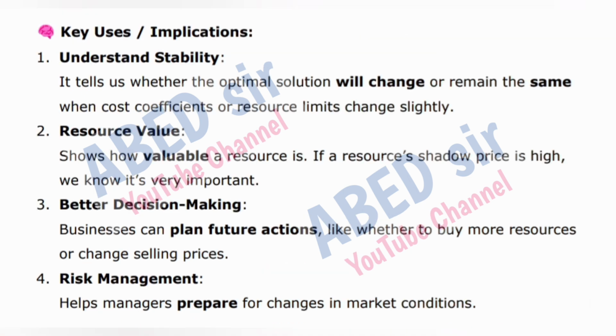Key uses and implications. 1. Understand stability. It tells us whether the optimal solution will change or remain the same when cost coefficients or resource limits change slightly. 2. Resource value. Shows how valuable a resource is. If a resource's shadow price is high, we know it's very important. 3. Better decision making. Businesses can plan future actions, like whether to buy more resources or change selling prices. 4. Risk management. Helps managers prepare for changes in market conditions.